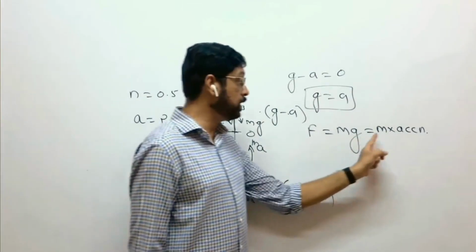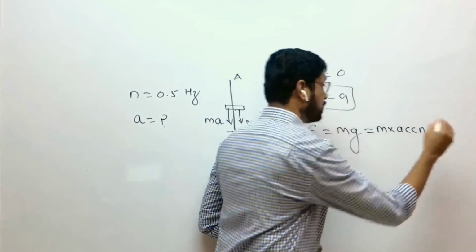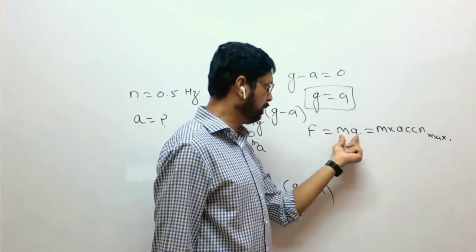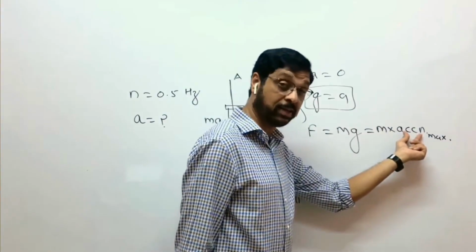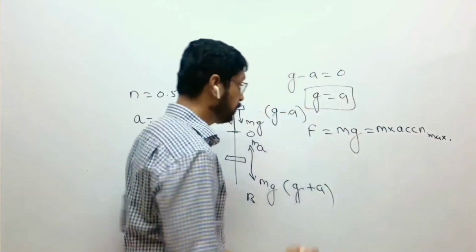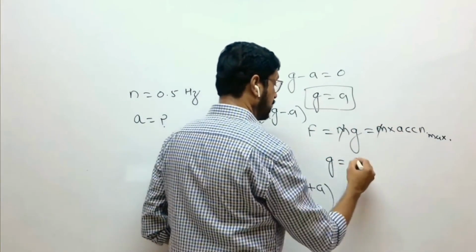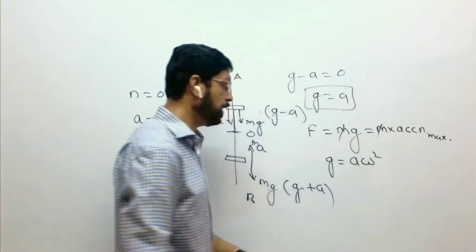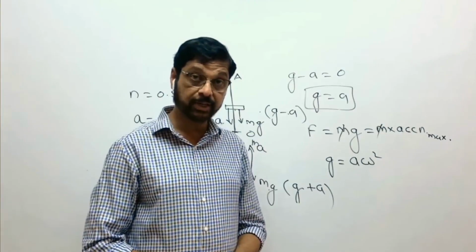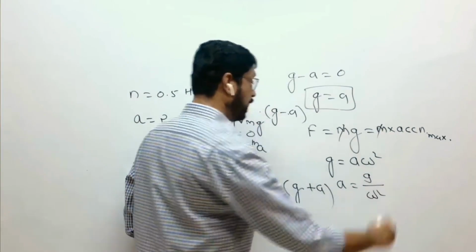Now mg is equal to mass into acceleration. Which acceleration? Obviously the maximum acceleration, because mg is constant but the acceleration keeps changing. So when the block leaves, at that time the acceleration is maximum. So this m gets cancelled. g is equal to the maximum acceleration, which is A omega square, where A is the amplitude and omega is the angular velocity. So A is equal to g upon omega square.